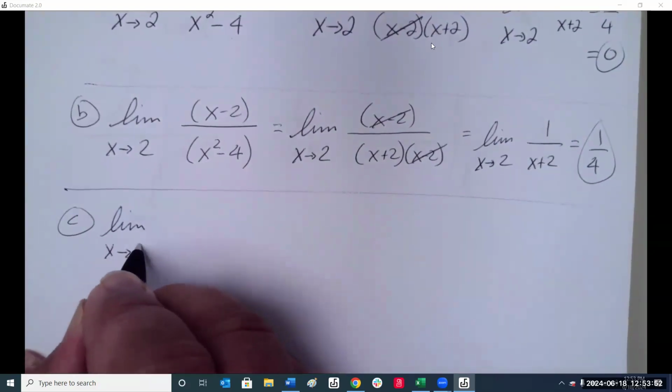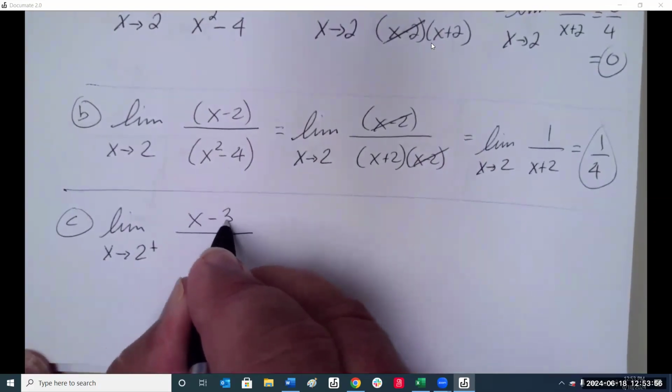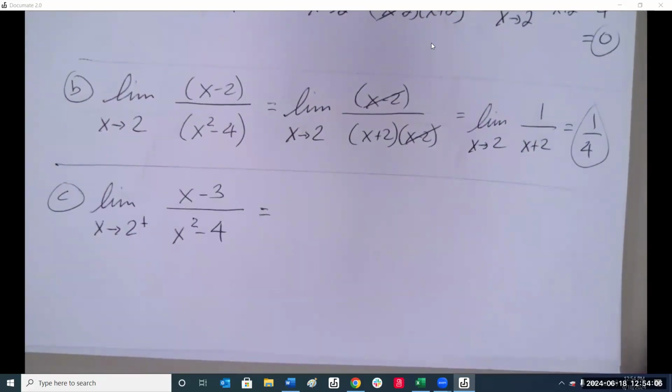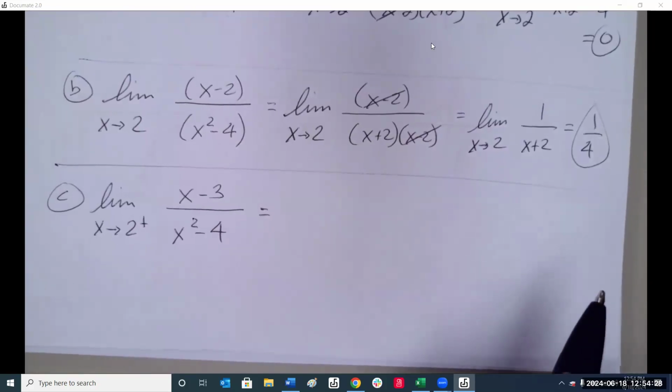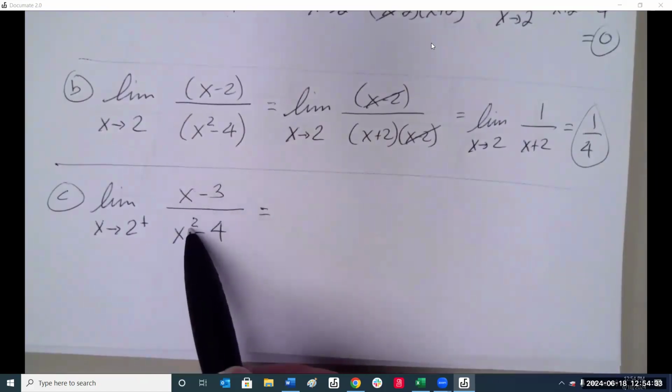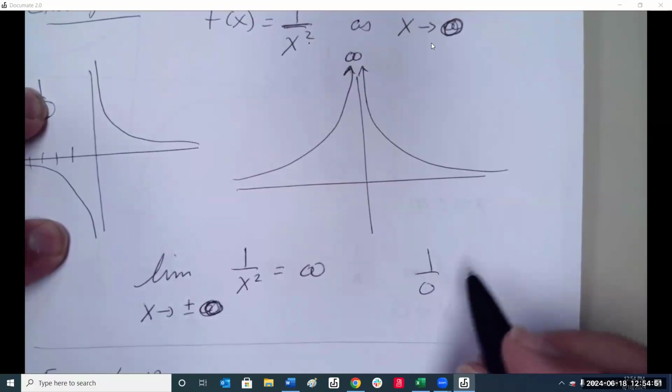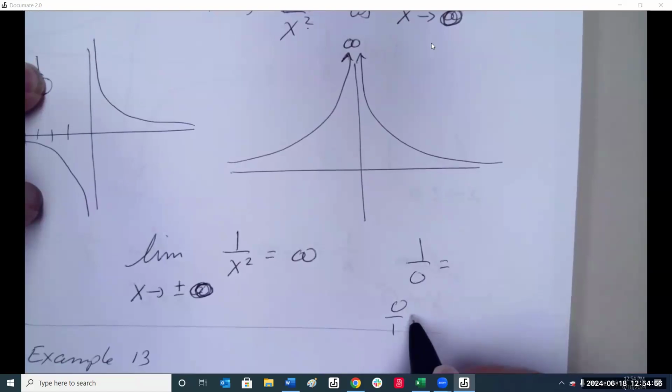The limit as x approaches 2 from the right, x minus 3 over x squared minus 4. But what happens here? Look at the exponents. Nothing cancels. So if it's -1 over 0, it goes to where? 1 divided by 0? No. 0 over 1 is 0. So this one is undefined.